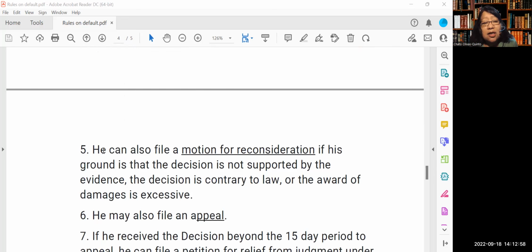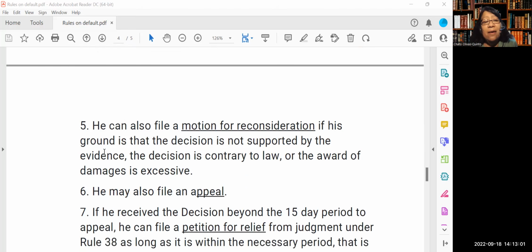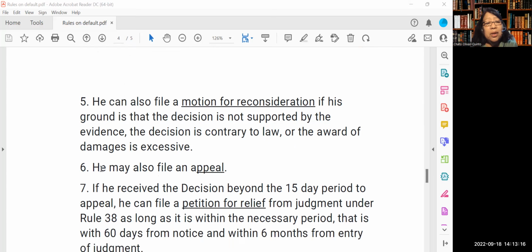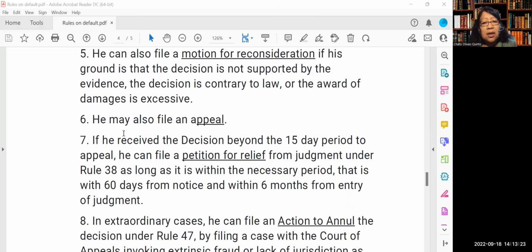And then, next remedy within the 15-day period is he can file a motion for reconsideration if his ground is that the decision is not supported by the evidence, the decision is contrary to law, or the award of damages is excessive. And the third remedy that he can file within the appeal period is, of course, a notice of appeal. Now, suppose he received the decision beyond the 15-day period to file an appeal, he can file a petition for relief from judgment under Rule 38 as long as it is within the necessary period.